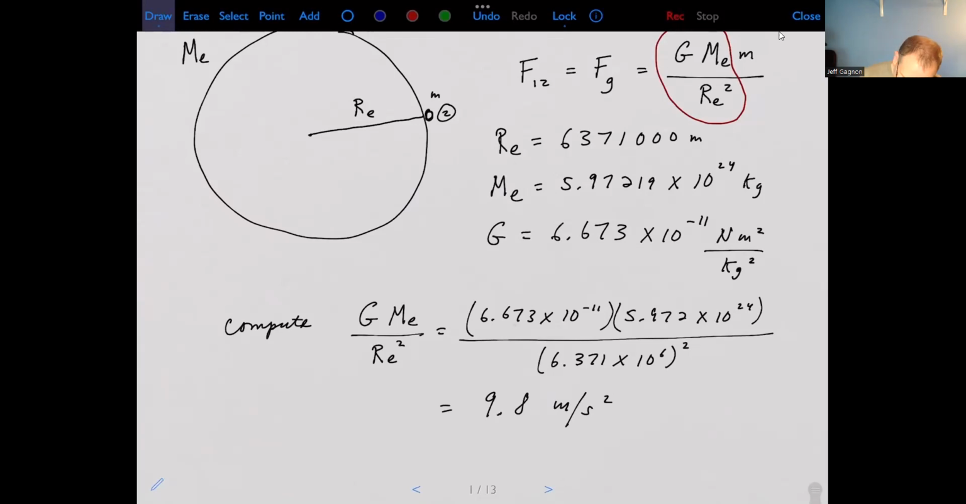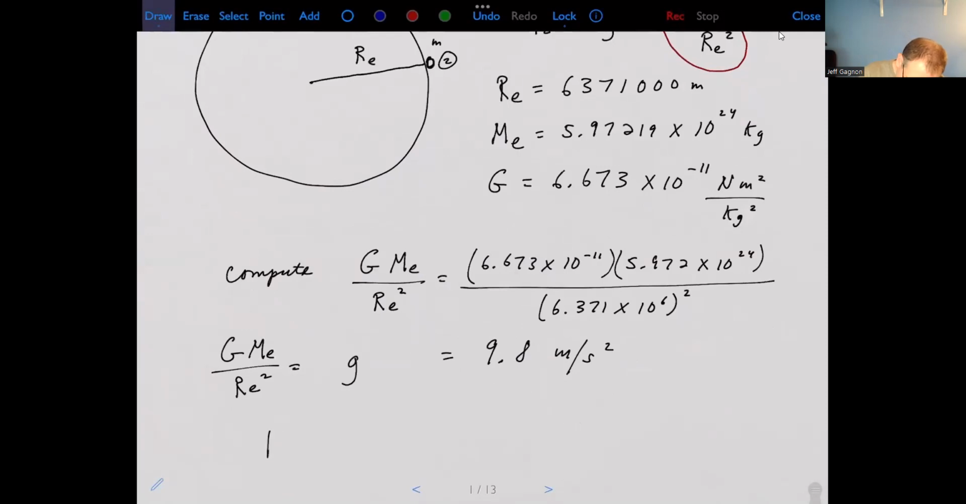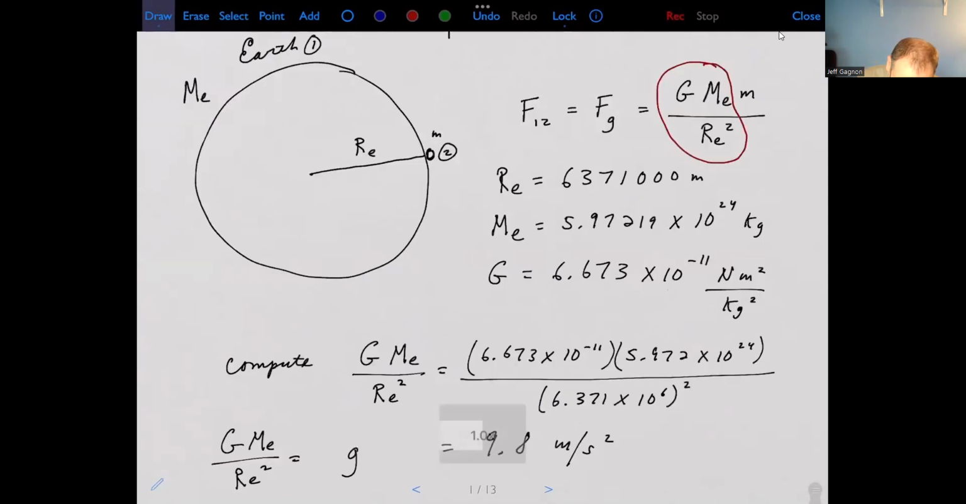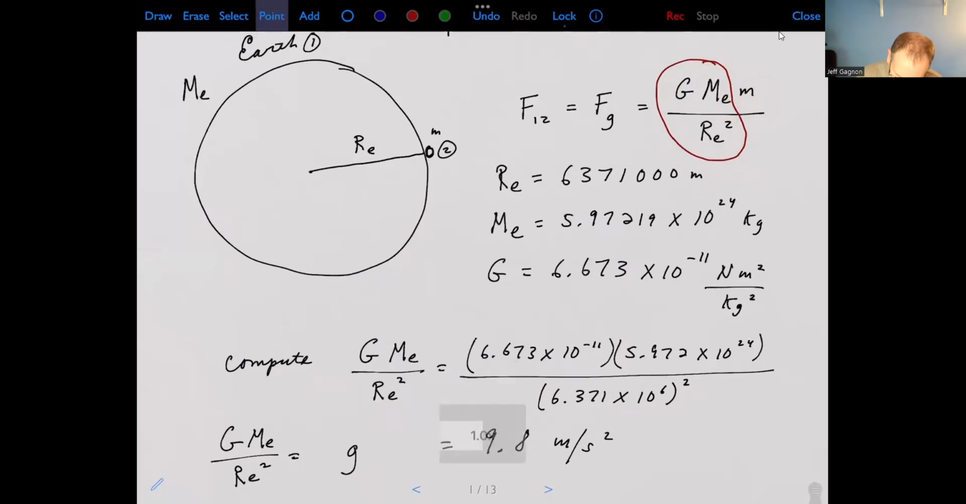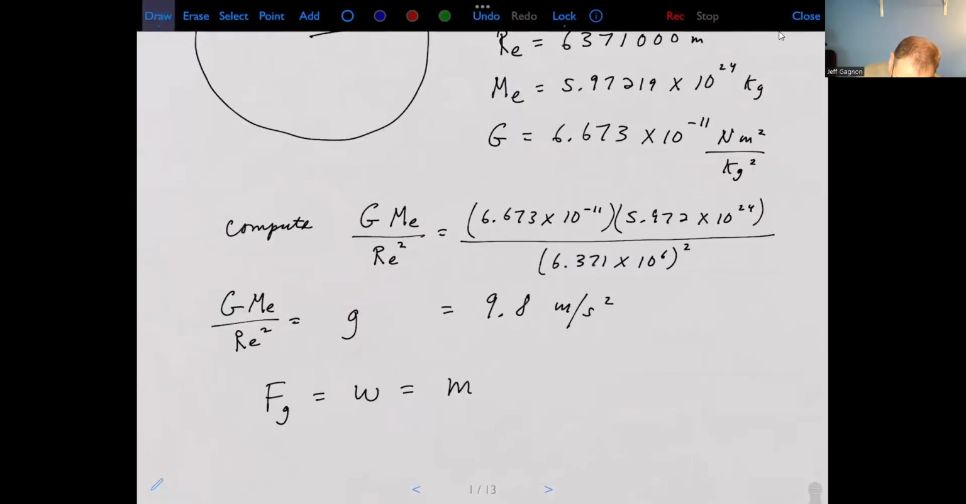And notice that this is the value for that constant g. We said g is the acceleration of an object near the surface of the Earth. So it turns out that the gravitational force, which is simply the weight of the object, is equal to the mass of the object times GME over RE squared. It's the mass of the object times this quantity. But this quantity is just what we're calling little g. So that's why we always say the weight of the object is simply equal to mg. It's the mass of the object times the acceleration due to gravity near the surface of the Earth.